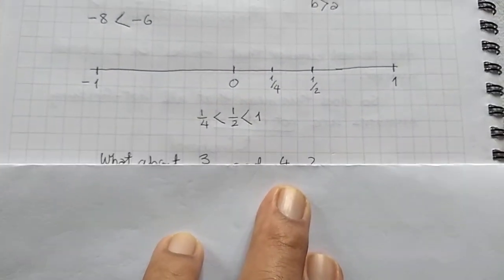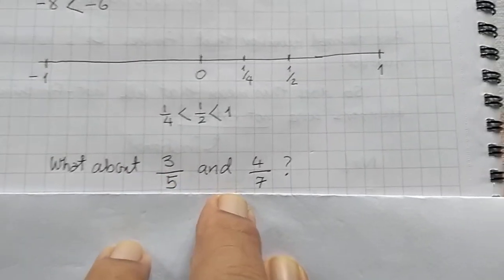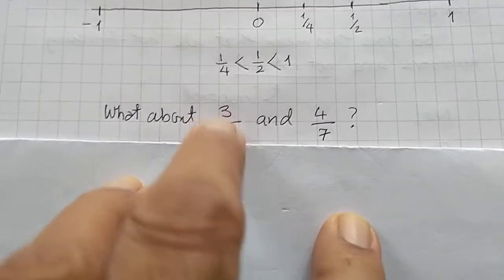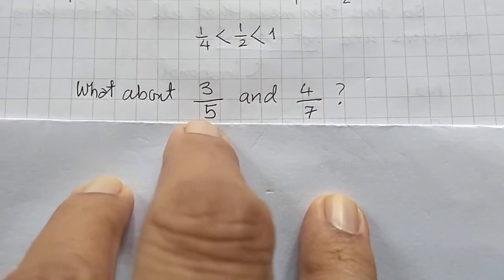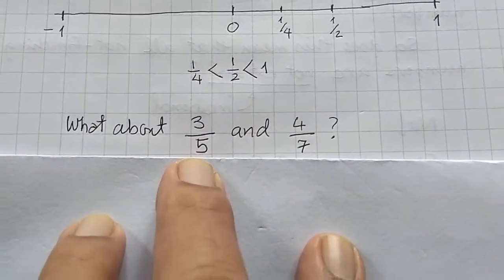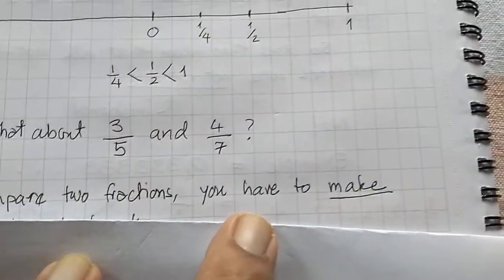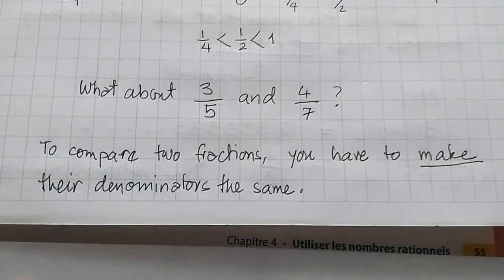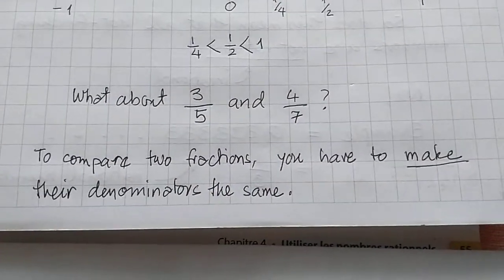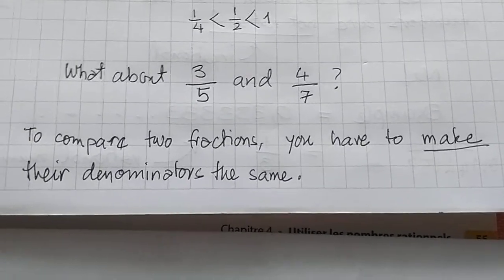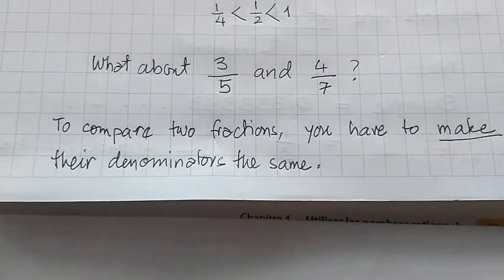What about 3 over 5 and 4 over 7? Which of these is bigger? Well, one way to do it is to plug this into the calculator and see which one's decimal value is bigger. The other way is to make the denominators same. To compare two fractions, you have to make their denominators the same. Making their denominators the same, I'm using English words, but this doesn't mean these don't have any mathematical definition. What does that mean?